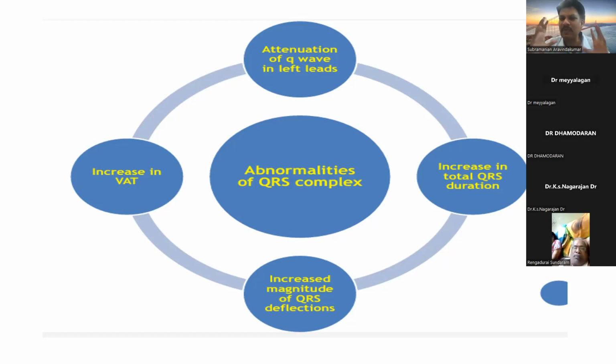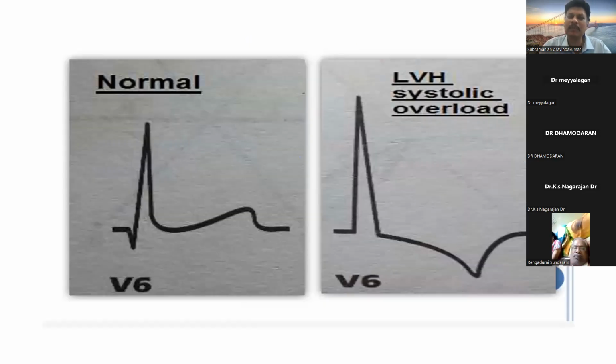And when the free wall is dominant, there may be attenuation of the Q wave as well. In the septal leads, a Q wave may be there. So this is what happens in a left ventricular hypertrophy. See here, septal Q wave. There is an upright QRS complex. It is not taller. And when it comes to the J point, here there is the STT segment.